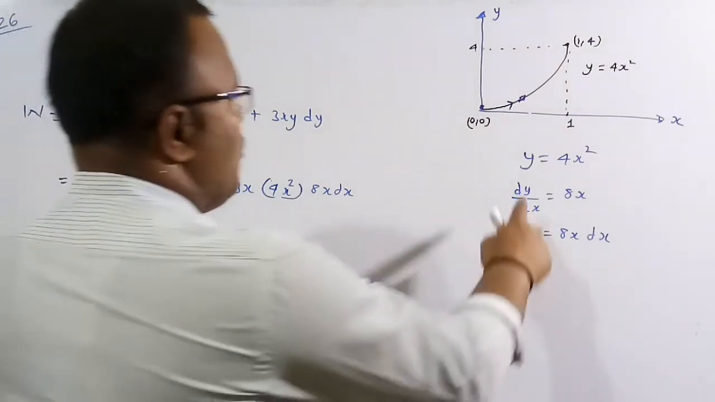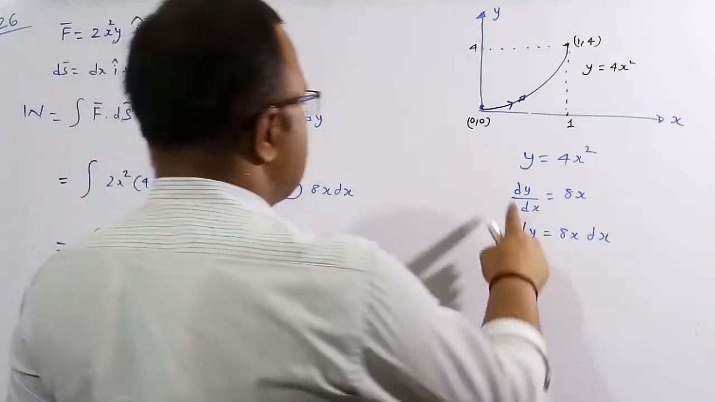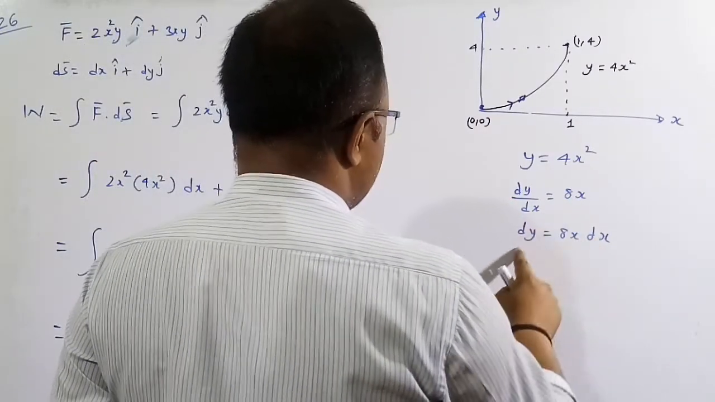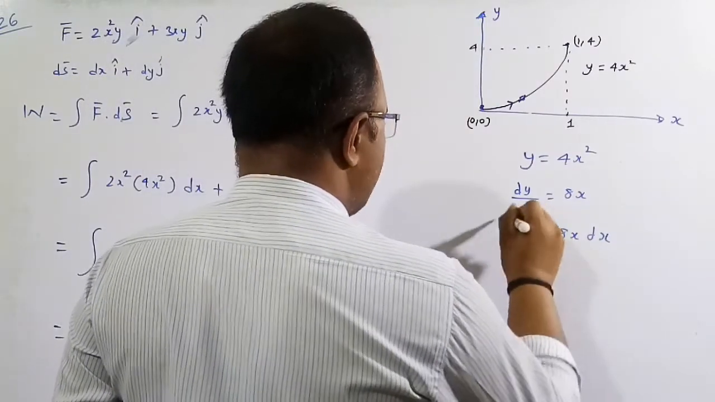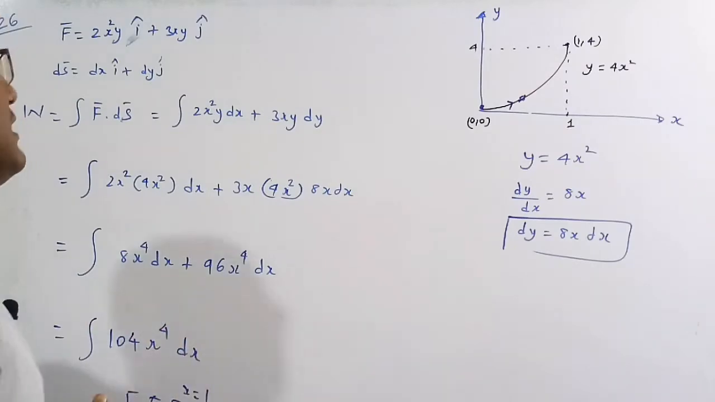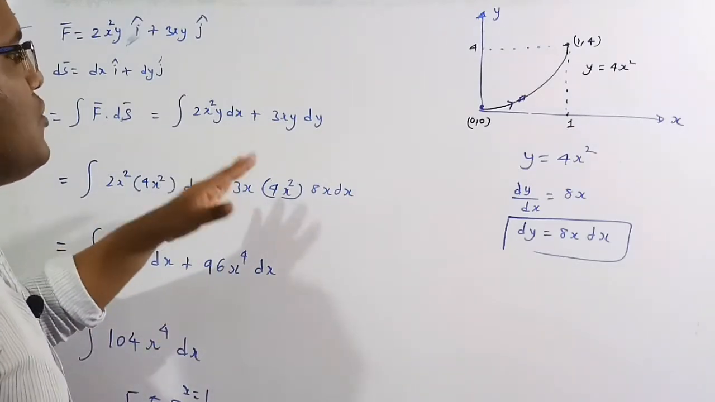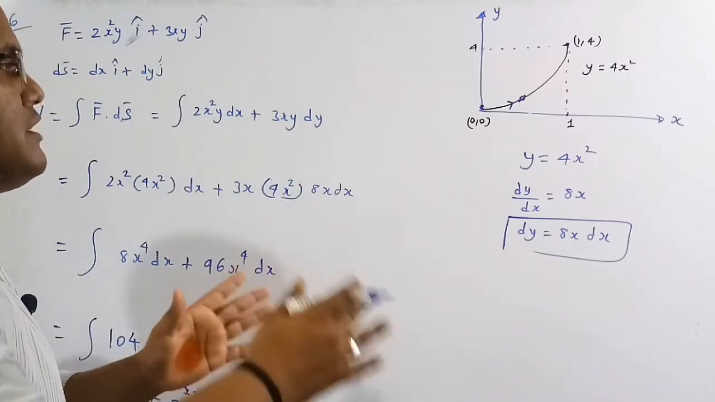So here y is equal to 4x². I want to do the derivative with respect to x. So dy by dx is equal to 8x. So dy is equal to 8x dx. So I want to convert this whole expression of two variables into only one variable. So therefore I want to convert only in terms of x. Wherever y is there, we have to convert that in terms of x.